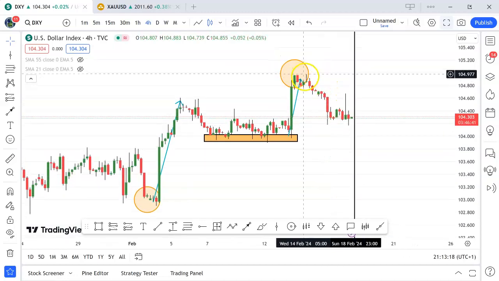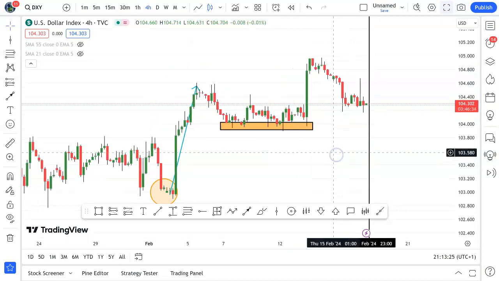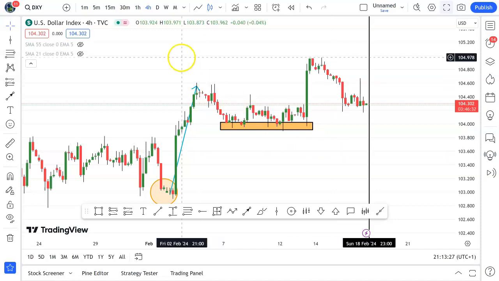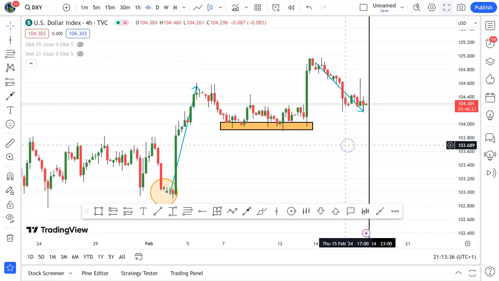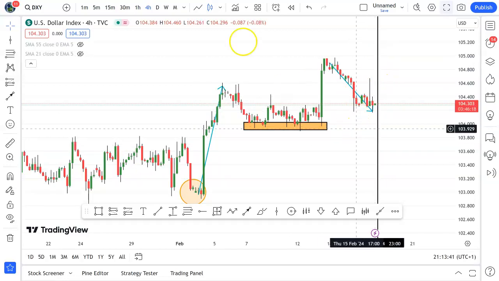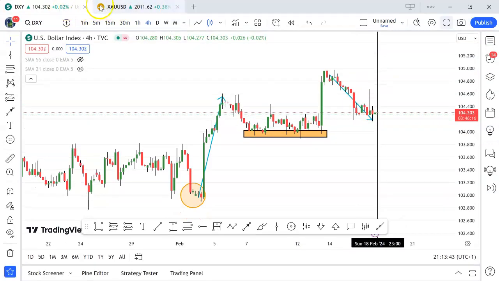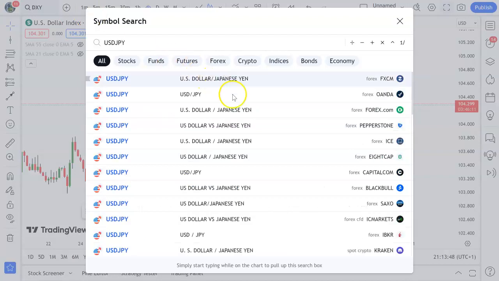As you can see, this is a cheat code on how to use DXY to trade gold and currency pairs. From Wednesday the 14th over here, you can see that DXY has been dumping, causing gold to buy. And if you check USD/JPY, you notice that USD/JPY was dumping as well, guys.